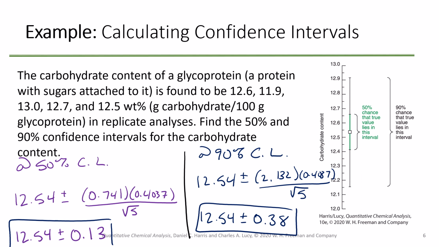The higher the confidence level percentages, the bigger that interval will be. So as you increase the percentage of it falling within it, that's why it will get bigger with more percentage. So you can see on this picture here, the 50% interval is much more narrow than the 90% interval.